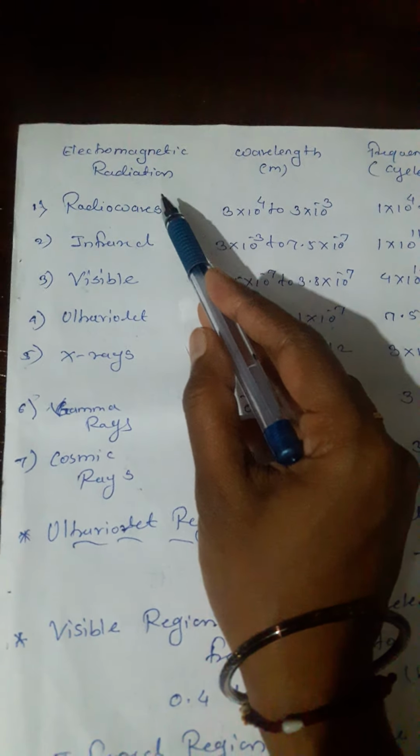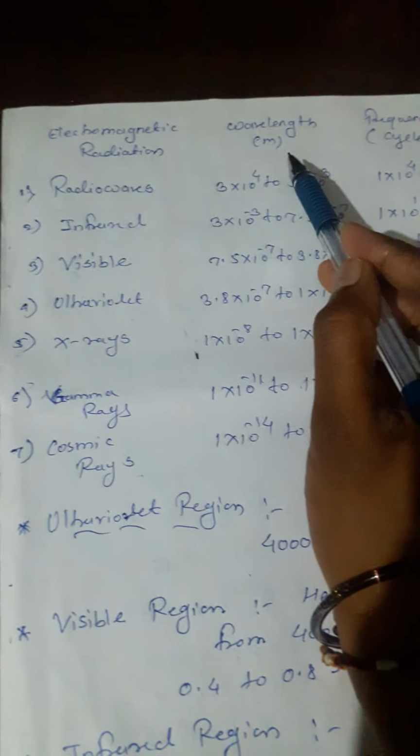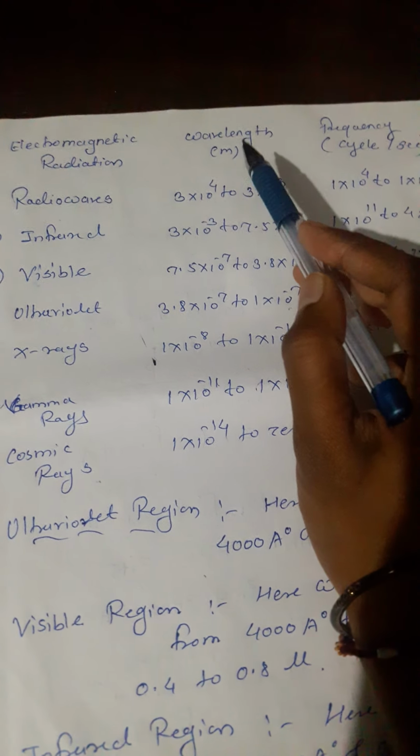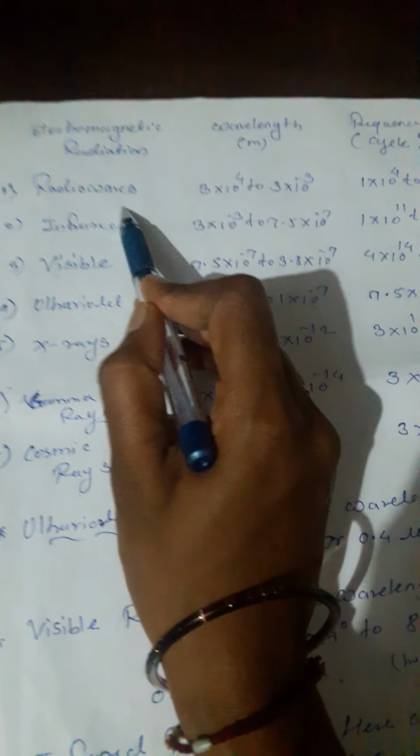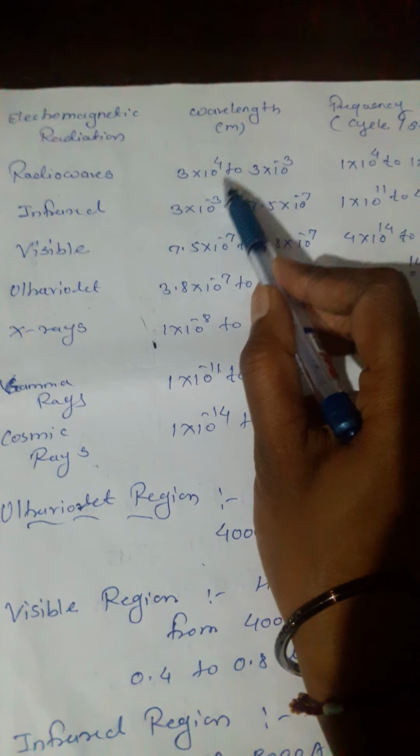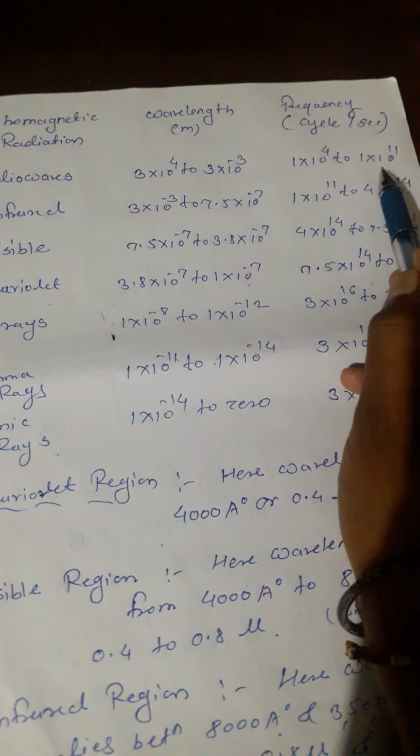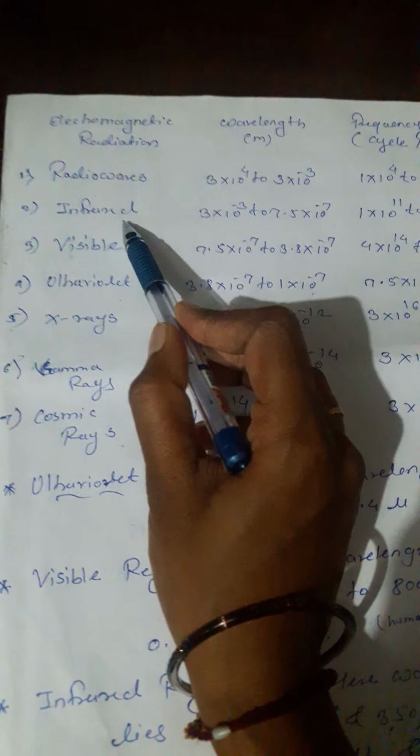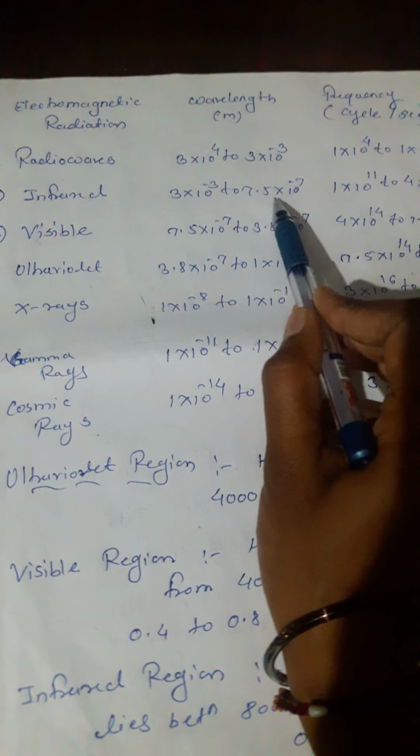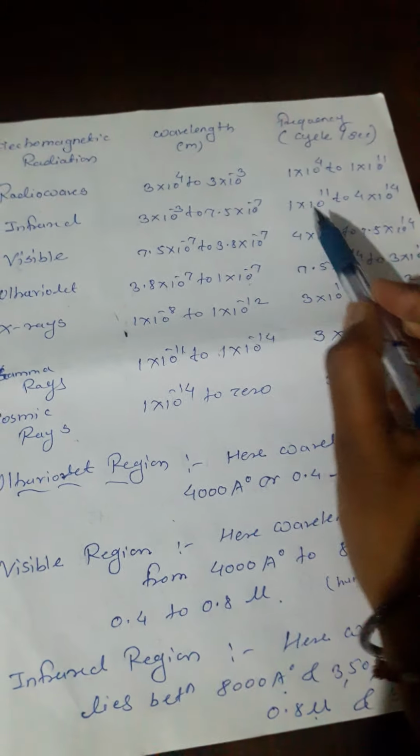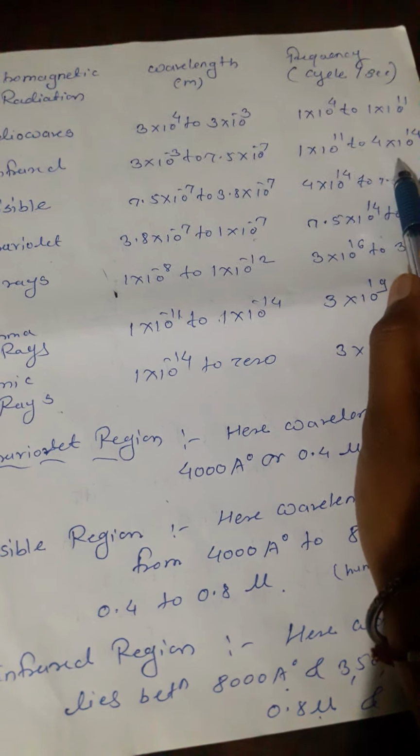Here are electromagnetic radiation, wavelength and frequency, where wavelength is in meters and frequency in cycles per second. The first one is radio waves. The range lies between 3 into 10 raised to 4 to 3 into 10 raised to minus 3, and the frequency 1 into 10 raised to 4 to 1 into 10 raised to 11. The next one is infrared, 3 into 10 raised to minus 3 to 7.5 into 10 raised to minus 7, and the frequency 1 into 10 raised to 11 to 4 into 10 raised to 14.